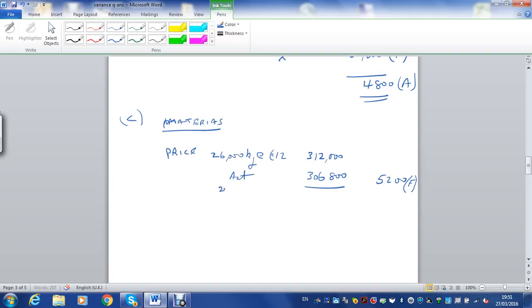This was actually 26,000 at 12.80. That gives us 306,800. Well, isn't that the same as, look at the two common figures, that's the exact same as 26,000 kilograms between the difference of 12 versus 12.80. And depending on how the question is phrased, it could be as simply as multiplying 26,000 at 20 pence, which is the exact same as 5,200.